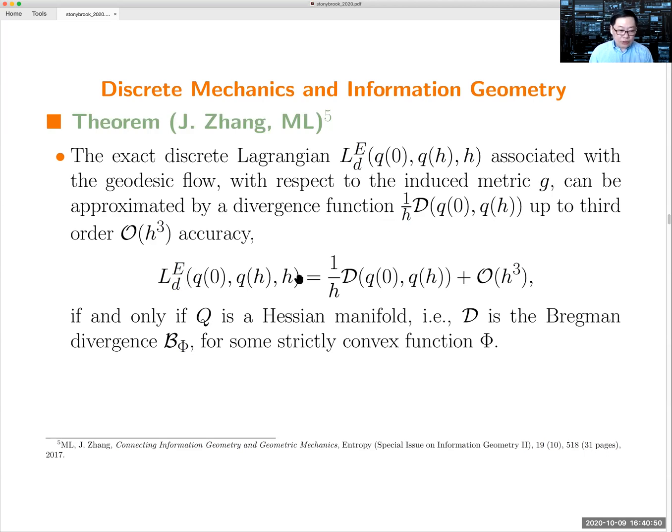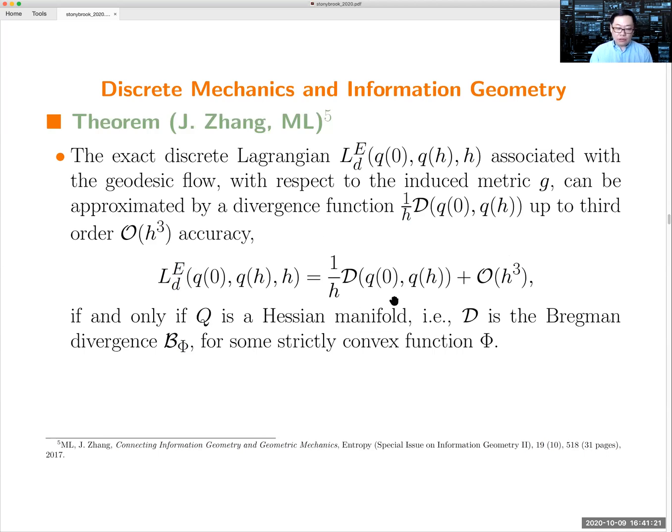So what you can basically show then is that if you take 1 over h times the divergence function, and you compare it to this exact discrete Lagrangian associated geodesic flow, then the error you make as h goes to 0 is big O of h cubed. You might recall that this looks a little bit like the variational error analysis result we discussed. What it more or less says is that you can think of the divergence function as being a discrete Lagrangian, appropriately scaled.